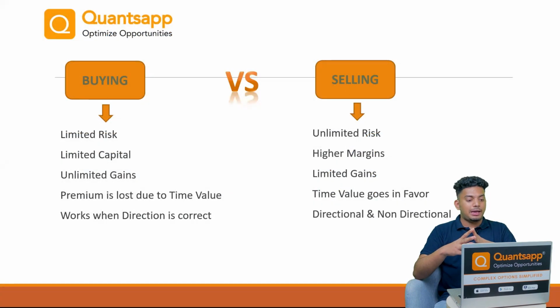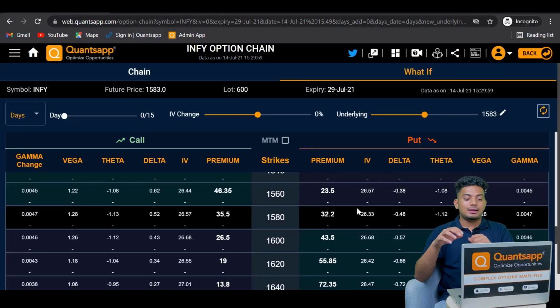So coming to the fourth point, in case of option buying, premium is lost due to time value of money. Okay, and in case of selling, time value goes in our favor. Now, options are a wasting asset. Each and every passing day, our option's premium will keep on decaying due to the time value, the theta decay which has been caused. So, if we have bought that option, our option premium will continuously keep on reducing.